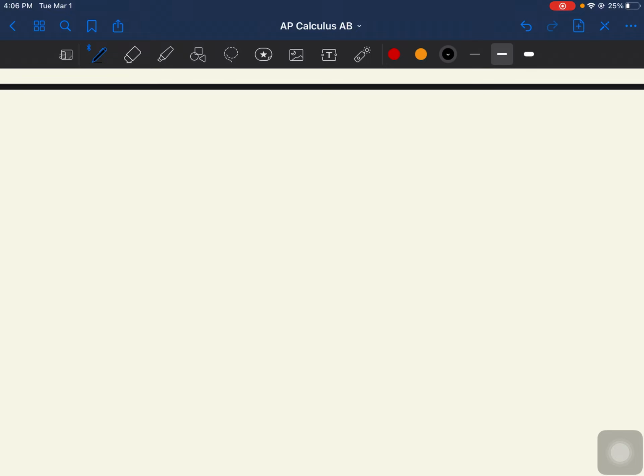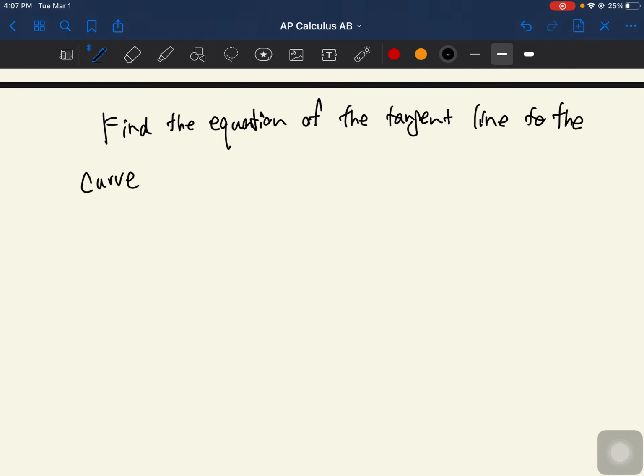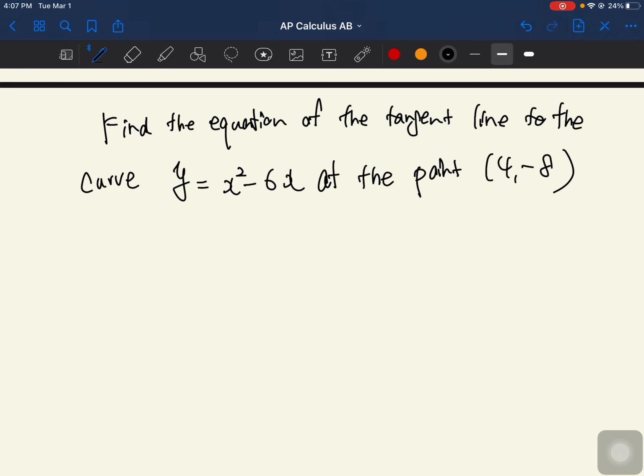So let's find the other equation. Let me write the question. Find the equation of the tangent line again to the curve y equal x squared minus 6x at the point 4, negative 8. It might be a little bit tricky, but what you have to do is almost the same as the last question. Again, you have to find the tangent line, so it's going to be y equal ax plus b. Then you want to find the slope first.